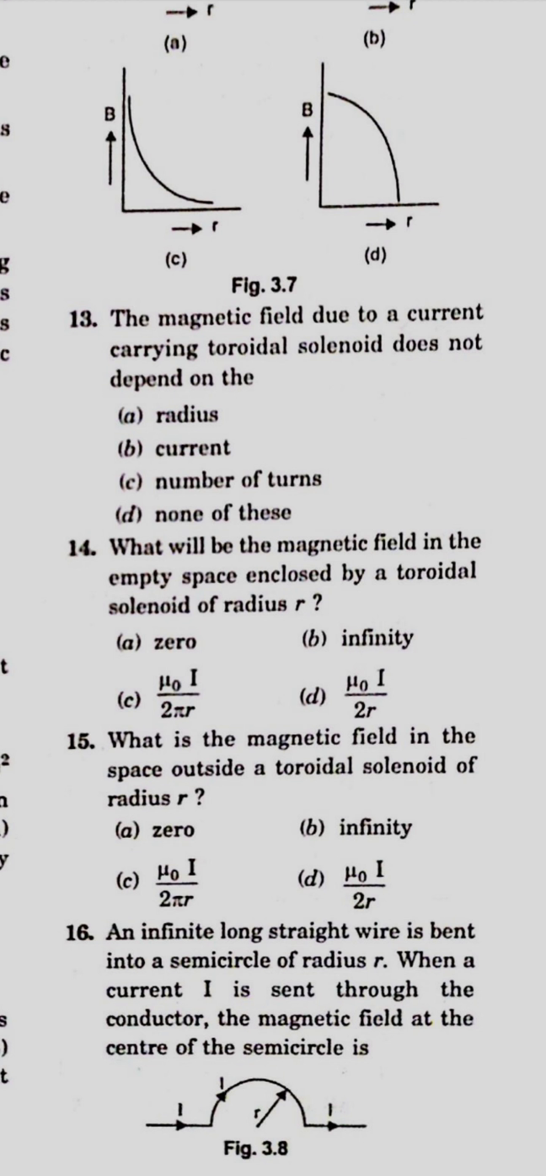Now what is the magnetic field in the space outside the toroid? Then also it will be 0. It is only where the current is flowing, or where the turns are, only there the magnetic field will be. So outside or inside the point it will be 0.